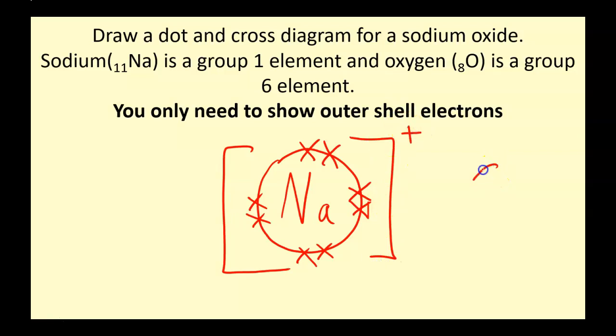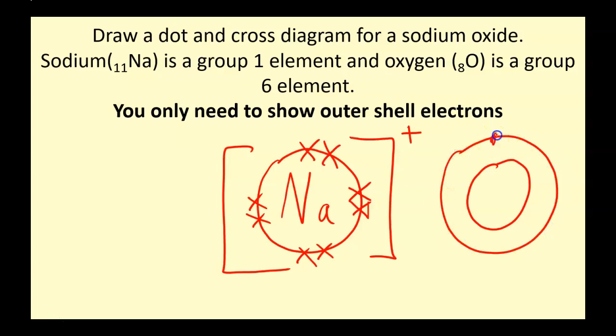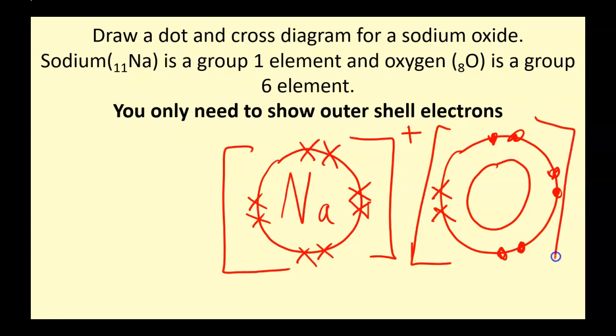Oxygen is in group 6 of the periodic table. That means it will have 6 electrons in its outer shell: 1, 2, 3, 4, 5, 6. And to obtain a full outer shell, it will gain 2 electrons. These will have come from sodium atoms. As it's gained 2 electrons, its charge will be 2-. Obviously it should just be about here, but I've put it slightly in the wrong place.